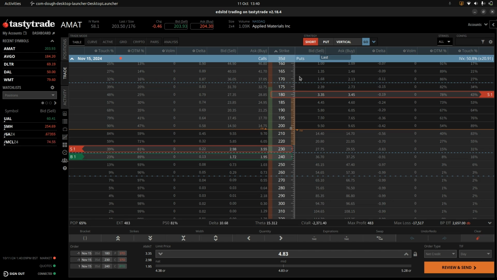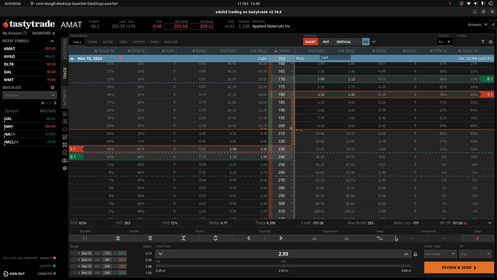So 180, we go down to 170, $10 wide. And what that's done is it's essentially created a spread on both sides. That's the same width wide, $10 on either side. And if you notice now, we no longer have an unlimited max loss potential. Our max loss is now actually defined.